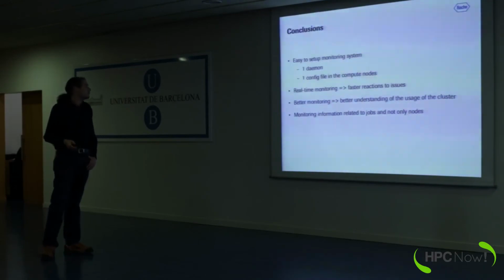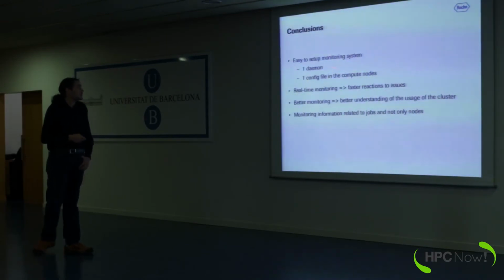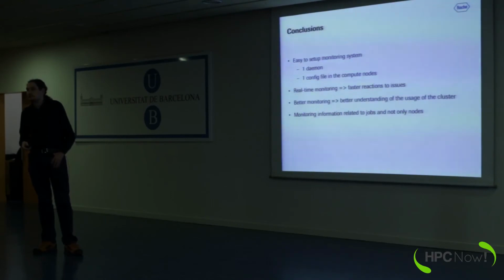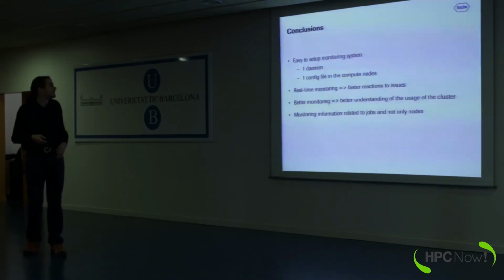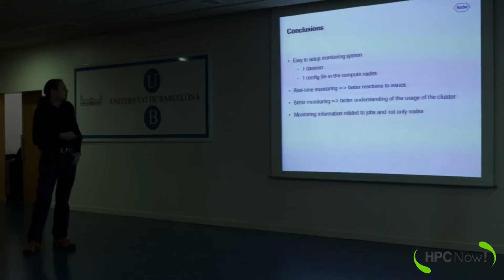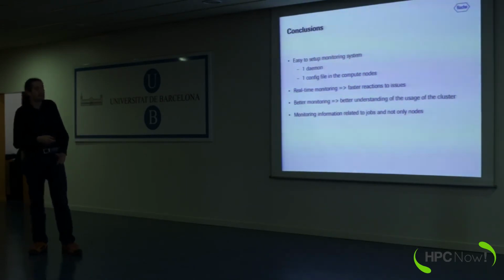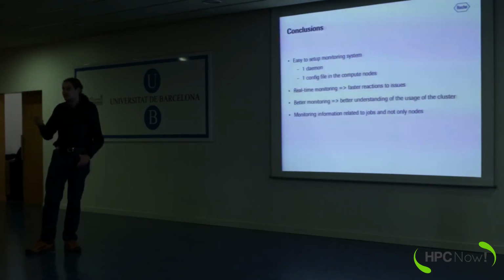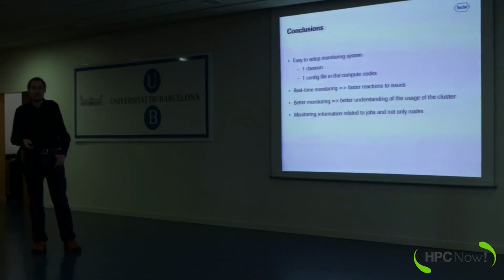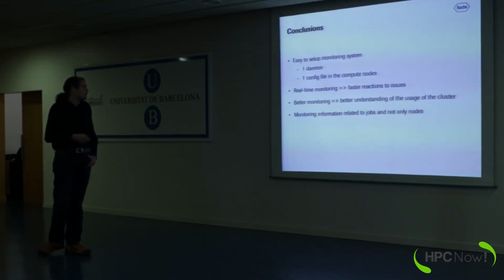So for conclusions, it's very easy to set up. InfluxDB is a Go daemon. Obviously, everything is in Go nowadays. You only require one config file in the config nodes for specifying where to send the data. The real-time monitoring enables faster reaction to issues. So if you see your application is not doing anything, you can kill the job. You don't have to wait until you reach the wall time.